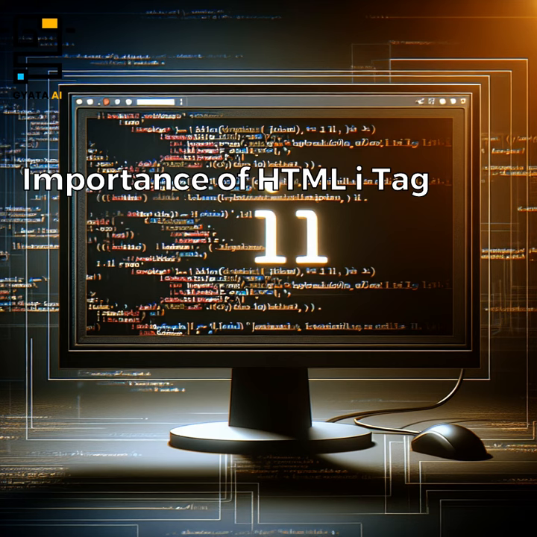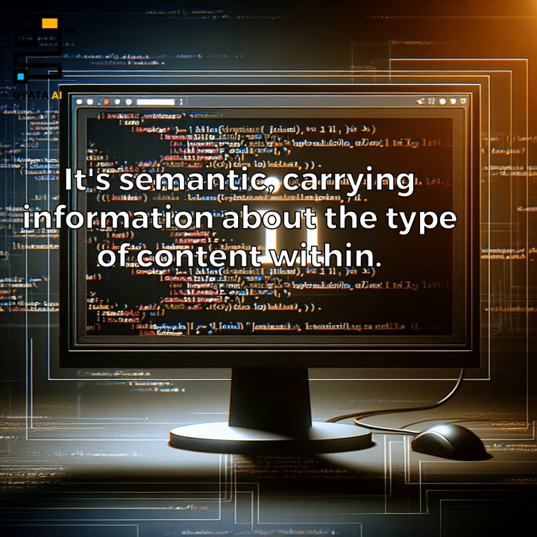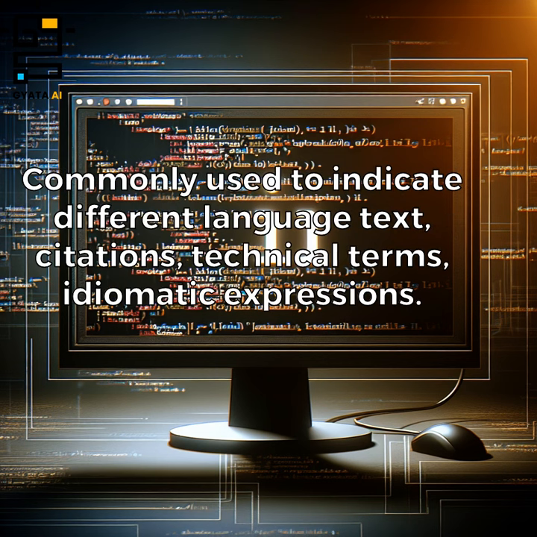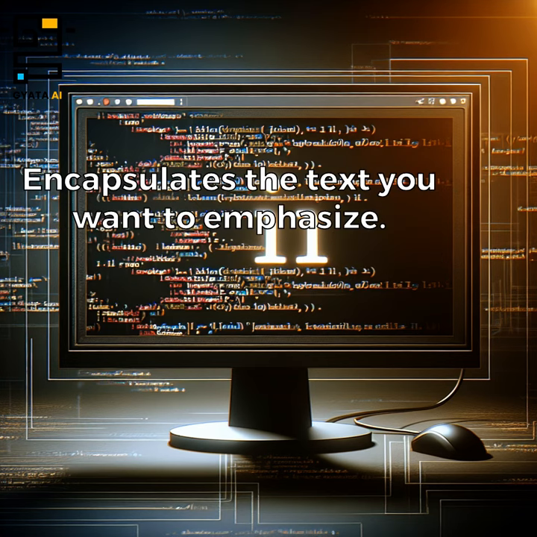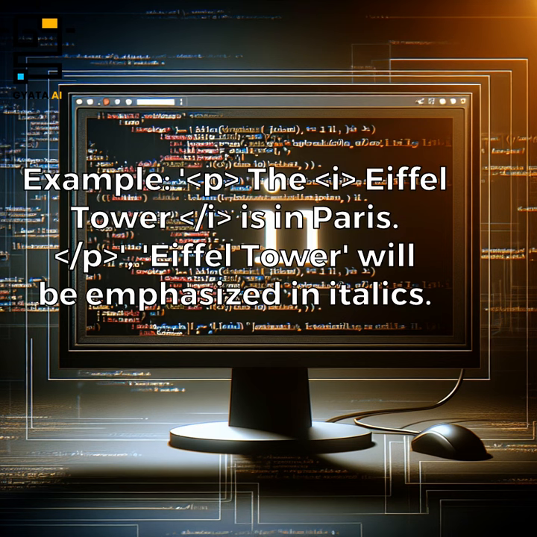Importance of the HTML <i> tag. It's semantic, carrying information about the type of content within. Commonly used to indicate different language text, citations, technical terms, idiomatic expressions. How to use the HTML <i> tag: it encapsulates the text you want to emphasize. Example: the <i>Eiffel Tower</i> is in Paris. Eiffel Tower will be emphasized in italics.